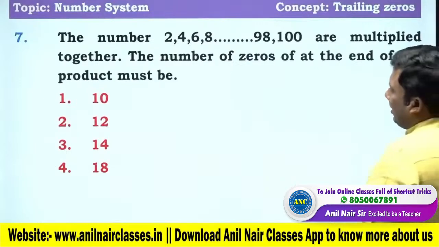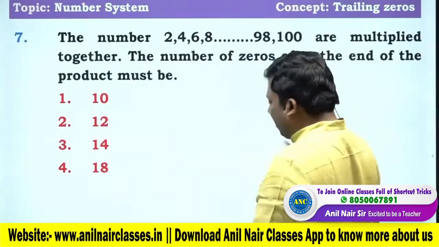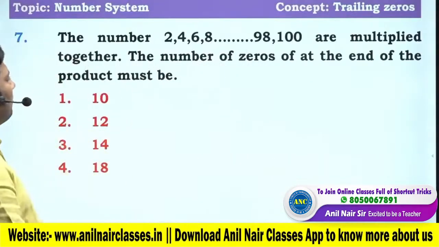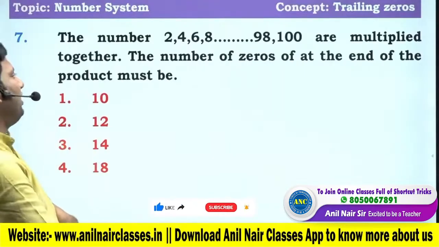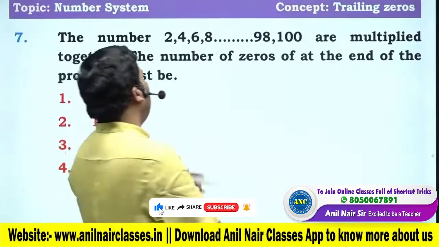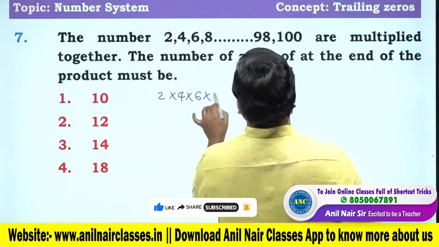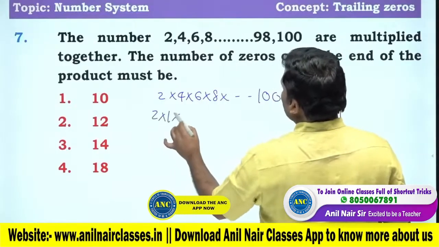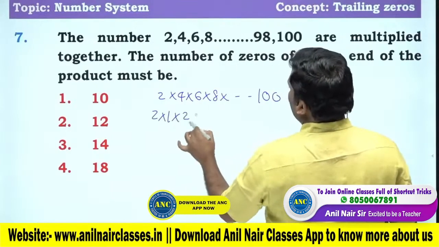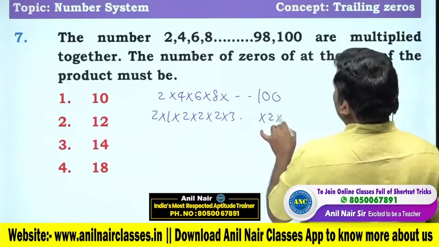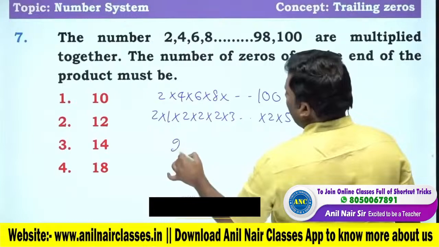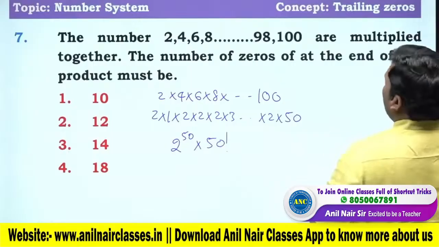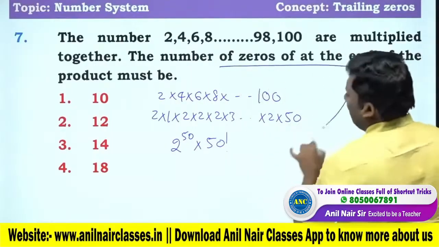Sixth one, another question. This we already did. The best thing about our class is, if your fundamentals are good, you can solve a lot of problems. The numbers 2, 4, 6 and 8 till 100 are multiplied. 2 into 4 into 6 into 8 and so on up to 100. So this will become 2 1s are 2, 2 2s are 4, 2 3s are 6 and so on up to 2 50s are 100. So it is 2 power 50 into 50 factorial. Number of zeros at the end.